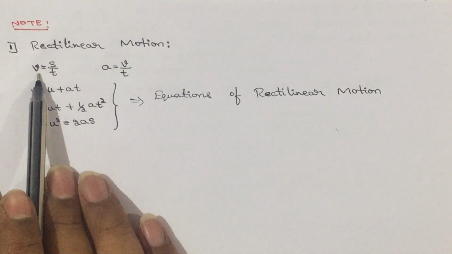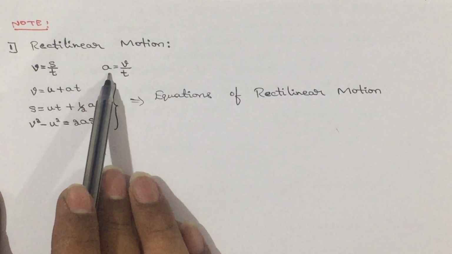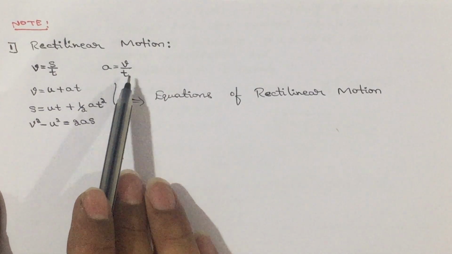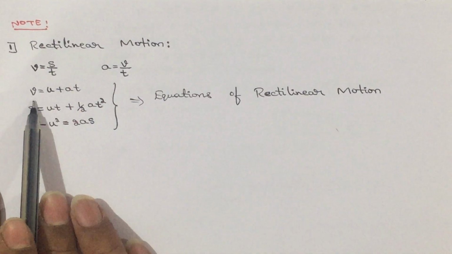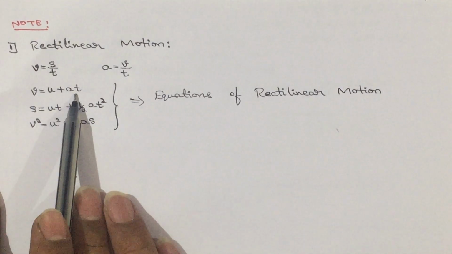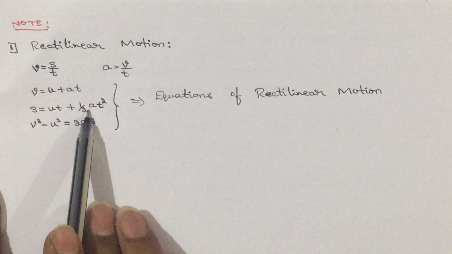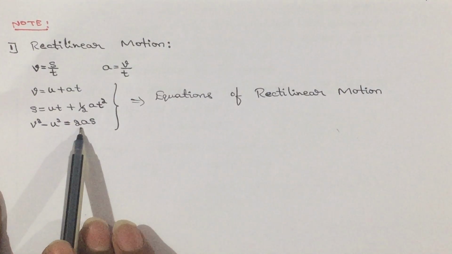The basic formulas are velocity is equal to distance by time and acceleration is equal to velocity by time. And we come across equations of rectilinear motion, that is v is equal to u plus at, s is equal to ut plus half at square, v square minus u square is equal to 2as.